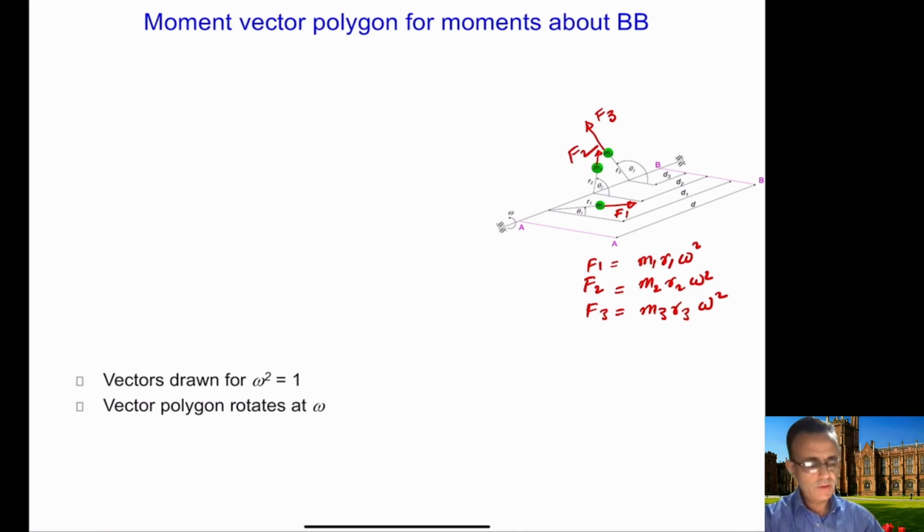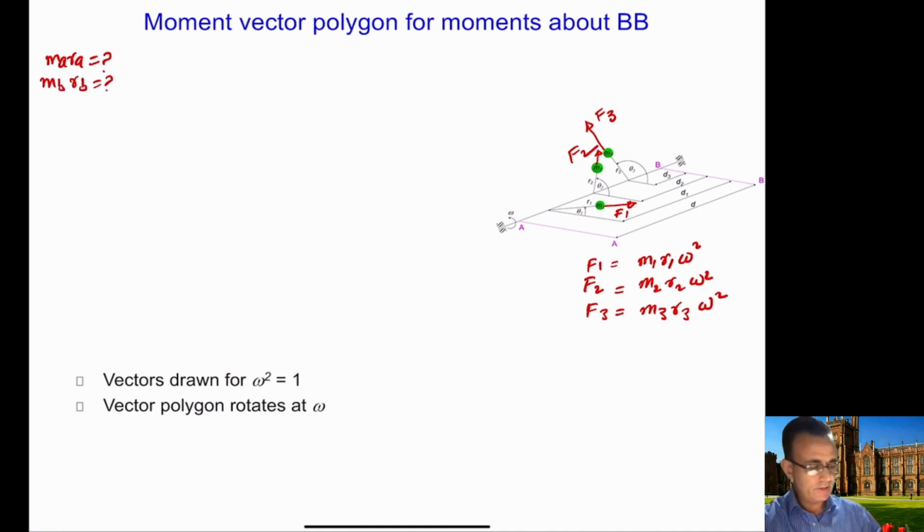Okay, so now the requirement here is that we want to calculate two masses and their locations. So the objective here is to calculate MARA and MBRB.